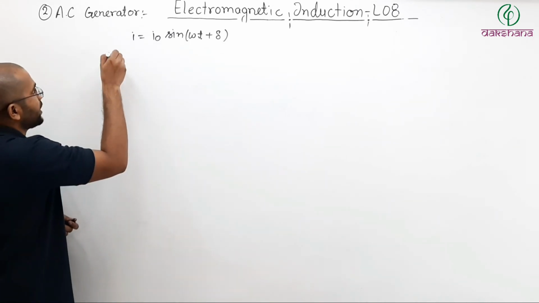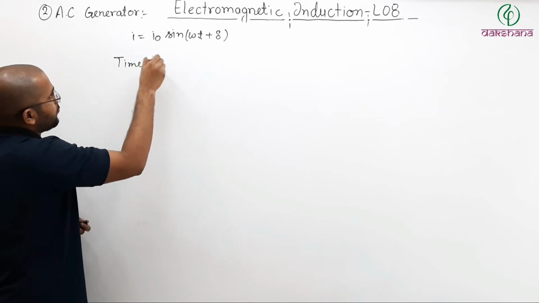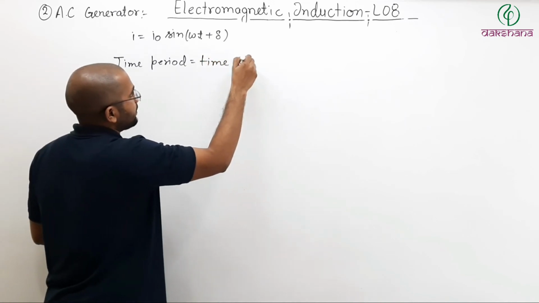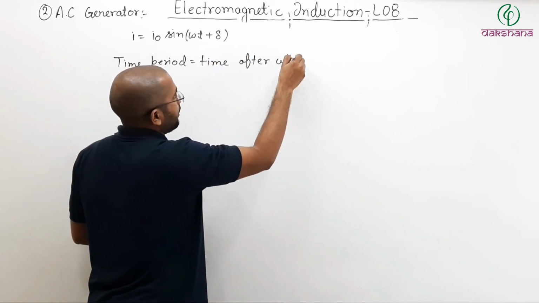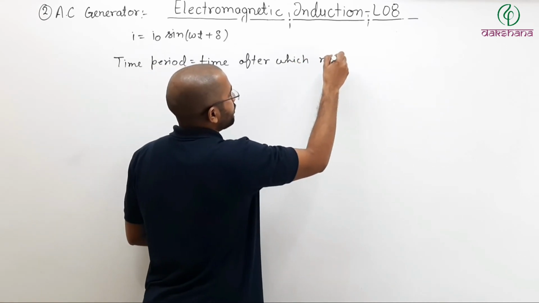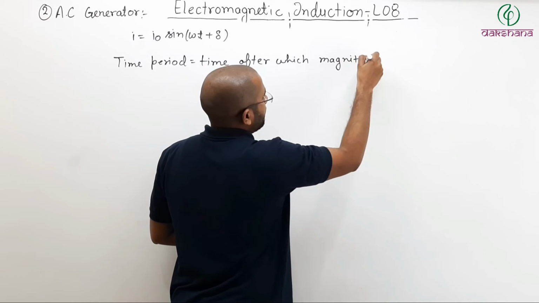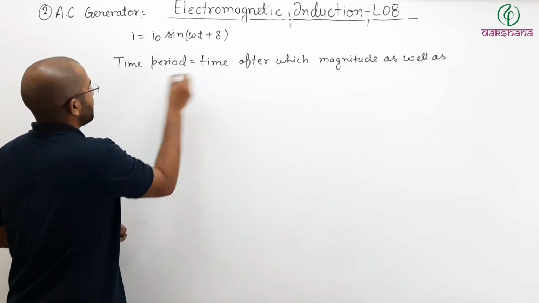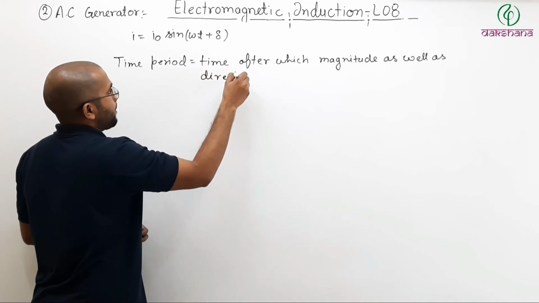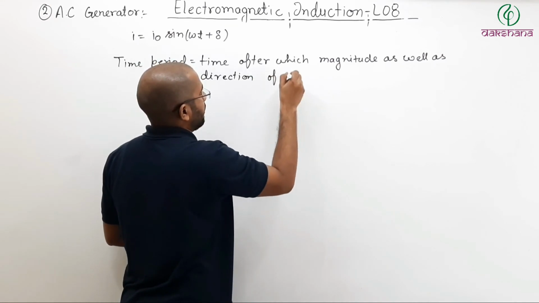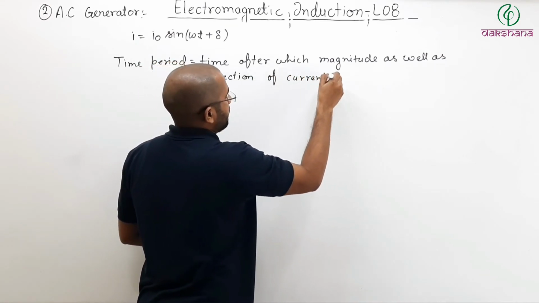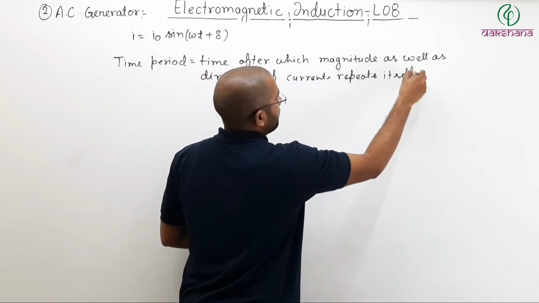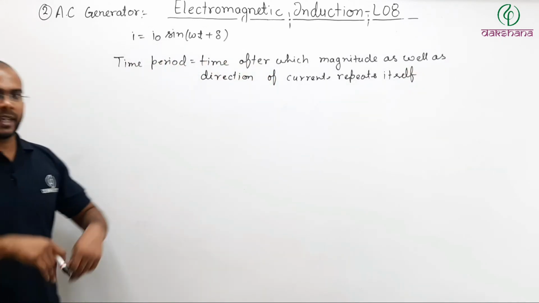So let us define the time period. Time period will be the time after which magnitude as well as direction of current repeats itself. Meaning the value of this should become again the same.